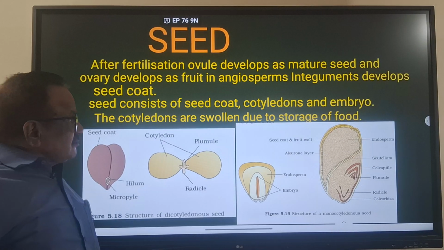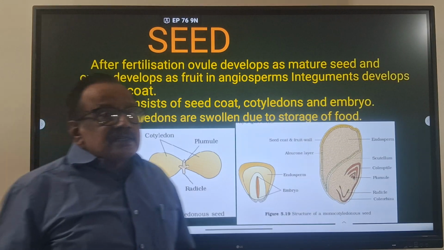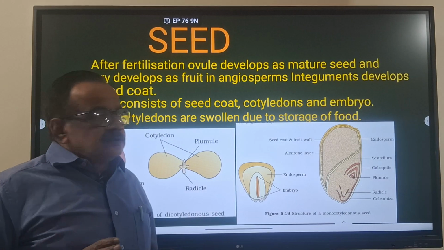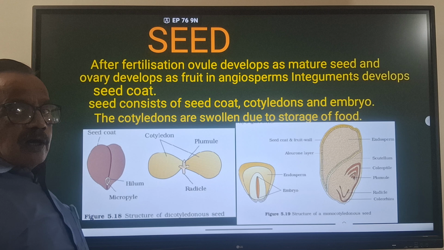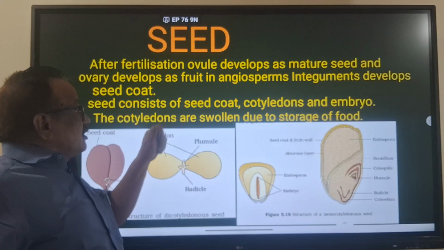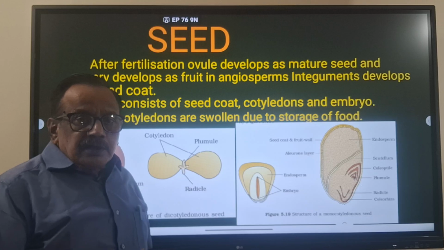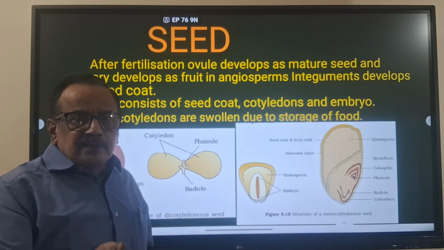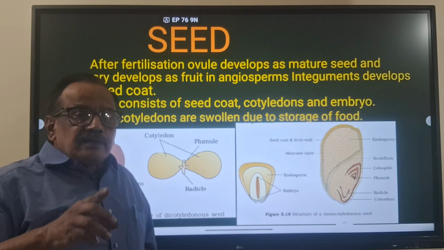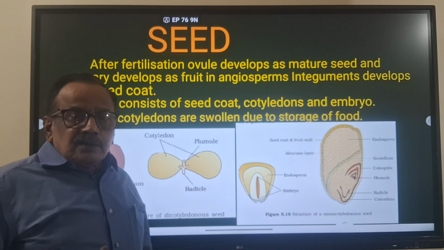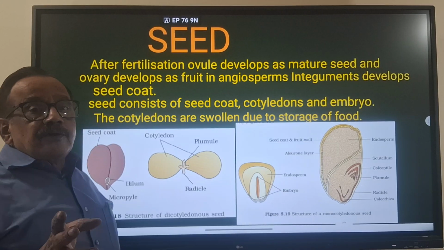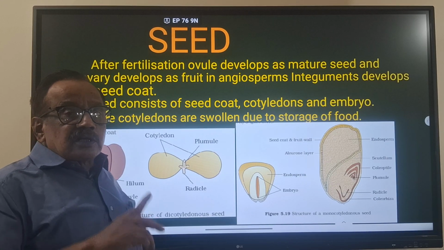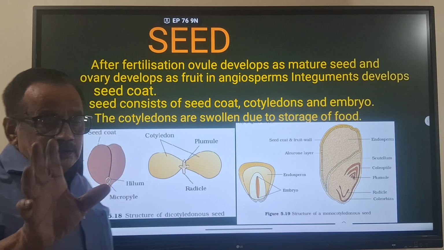And next, whenever we are seeing, seed consists of how many parts? That also he has given clearly. Seed consists of the seed coat and cotyledons, embryo. Out of this he can ask one question. Seed coat is developed after fertilization, but it is not from the fertilized embryo sac. In the embryo sac, whatever zygote is formed, the zygote will develop and give the cotyledon and embryo. Cotyledons and embryo are developed from the zygote, but the seed coat is developed from the integument. Remember it. This is also an important point.